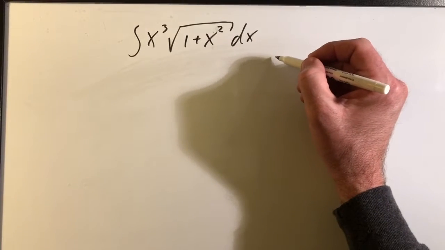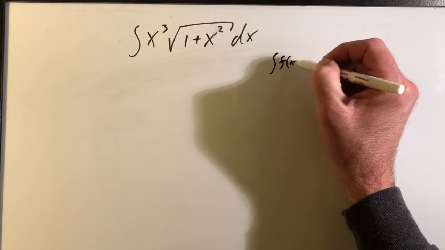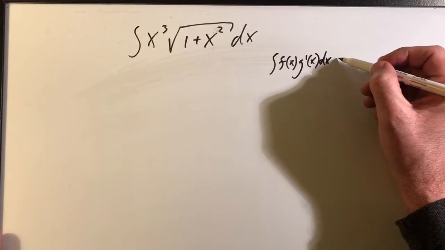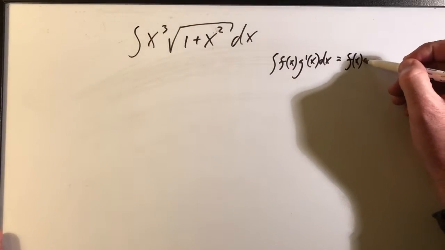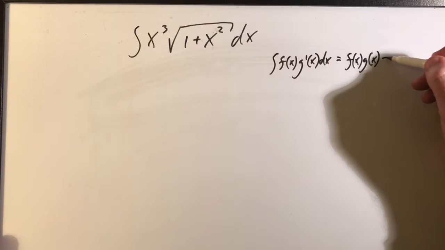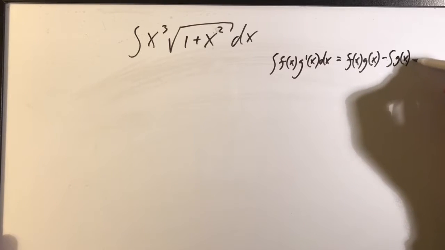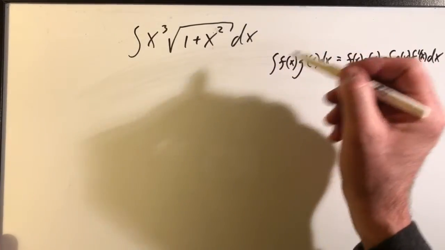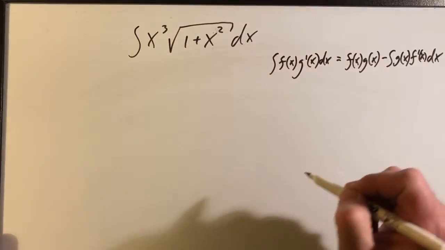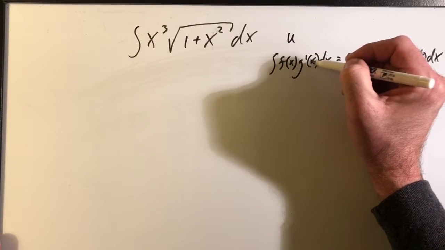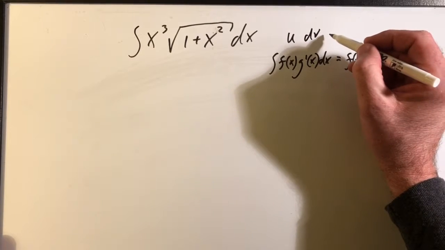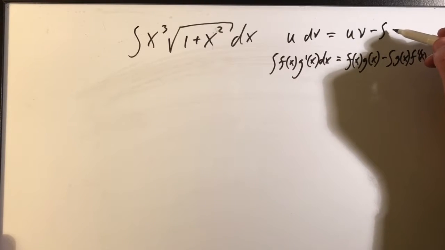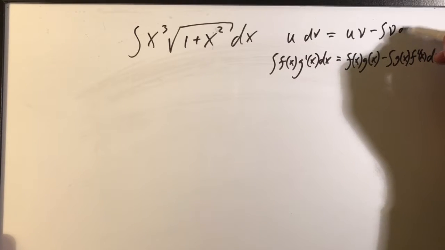If you remember the integration by parts formula, you have the integral f of x, and then you have g prime of x dx. And from manipulating the product rule, that's going to be equal to f of x times g of x minus the integral g of x f prime x dx. Now remember, sometimes that's shortened down to calling f of x u. So you'd have u, and then g prime of x would be dv, and that would be equal to uv minus the integral of, let's see, that would be v and then du.